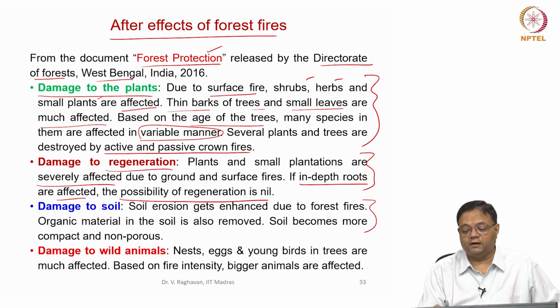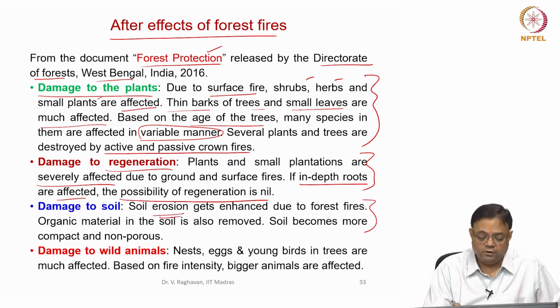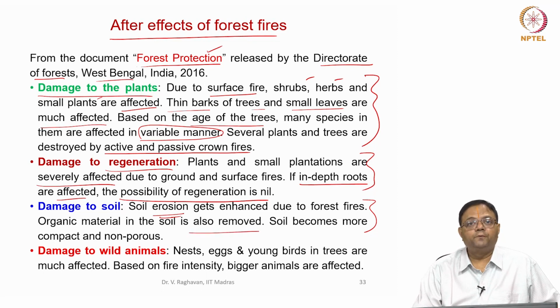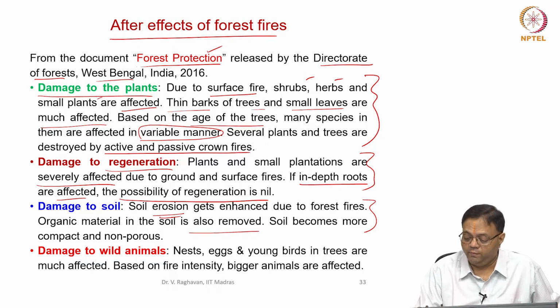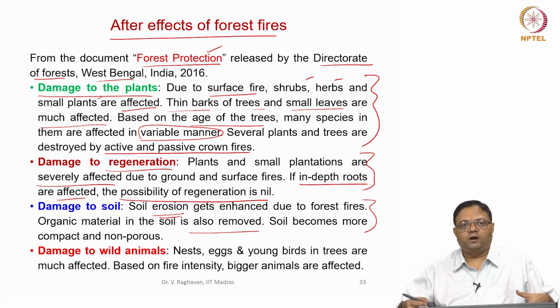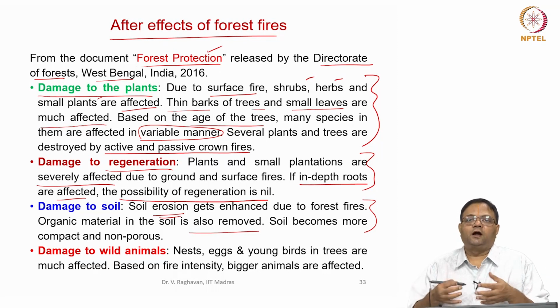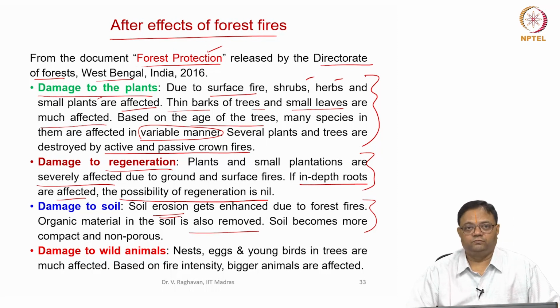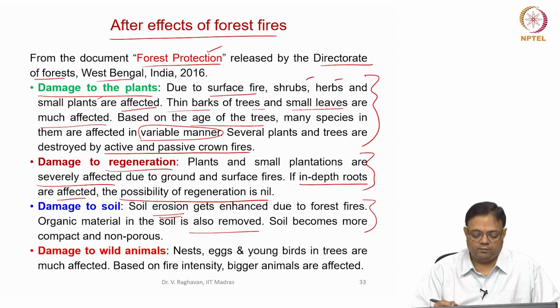Soil erosion gets enhanced due to the forest fires. Organic material in the soil is also removed. That means you cannot cultivate at the same rate in the same soil. Then soil becomes more compact and non-porous. See, if the soil becomes non-porous, the water cannot seep into it and go to the roots of the trees. So this will affect the cultivation. So these are the important problems.